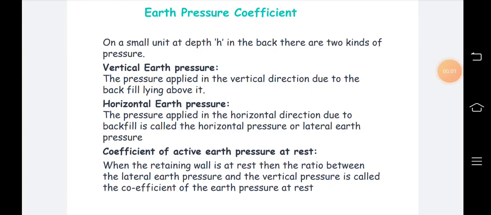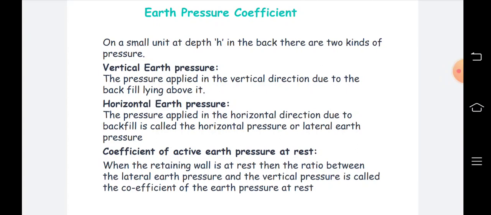Okay, good afternoon all. In the last lecture, we discussed the various types of earth pressure: active earth pressure, passive earth pressure, and earth pressure at rest. In active earth pressure, the wall moves away from the backfill. In passive earth pressure, the wall moves towards the backfill, and in the rest condition, there is no movement of the wall. So depending upon this, there are three kinds of lateral earth pressure.